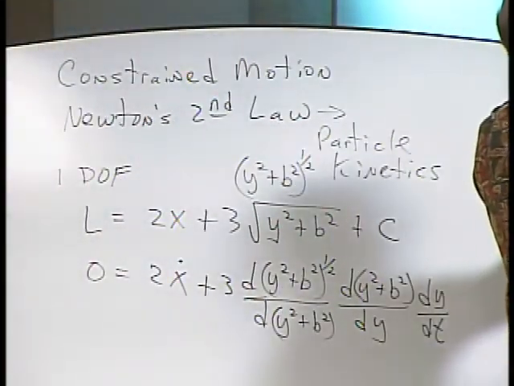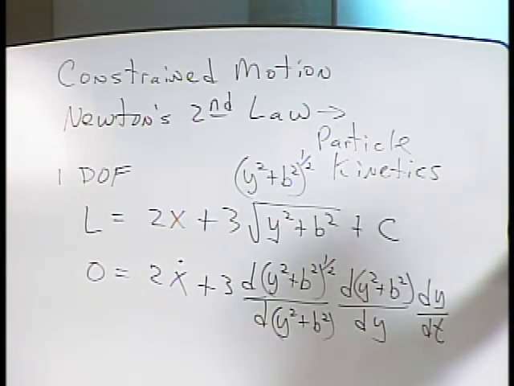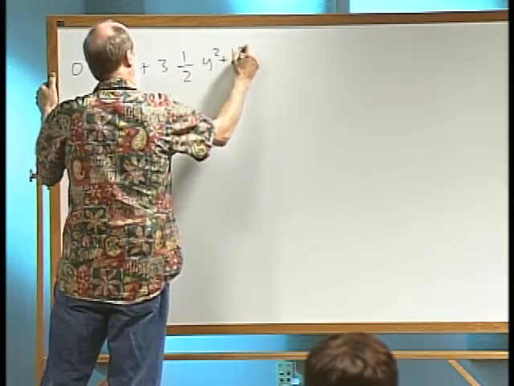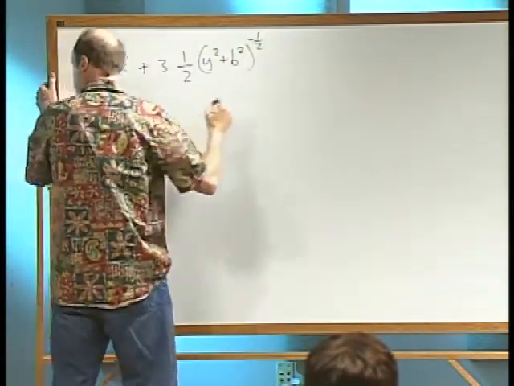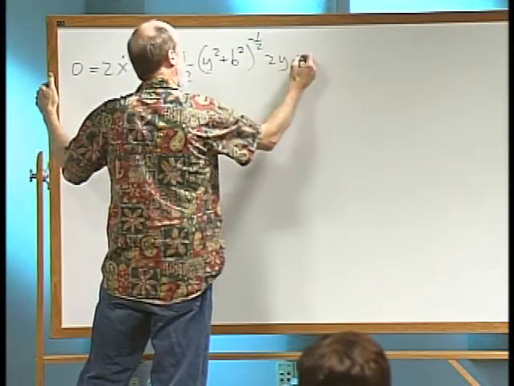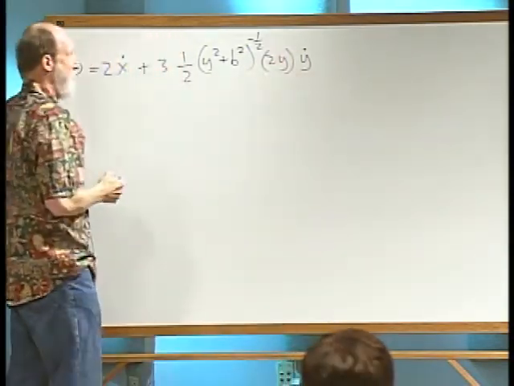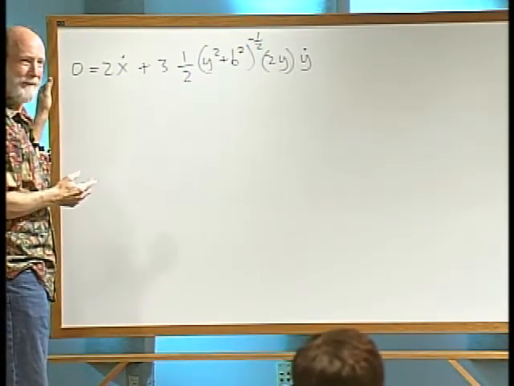We have 2 x dot plus 3 times 1/2 of (y squared plus b squared) to the negative 1/2 times 2y times y dot, and this is all equal to 0. Catch me if I make a mistake.